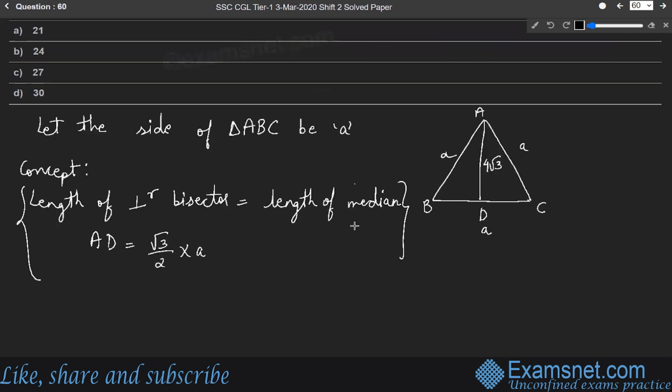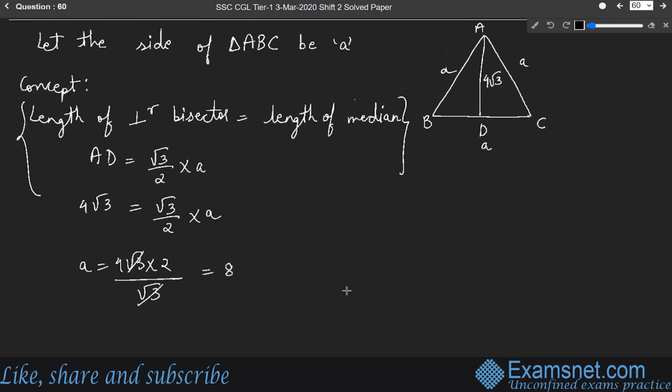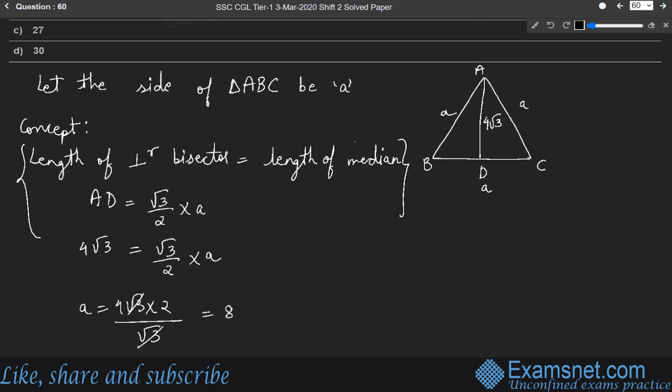Now the value of AD is given here, which is 4 root 3. So 4 root 3 will be equal to root 3 by 2 into A. From here we can find the value of A. A will be 4 root 3 into 2 divided by root 3. This root 3 and root 3 will be cancelled. 4 into 2 is 8. It means the sides of the equilateral triangle are 8. Okay. This is 8, this is 8, and this is 8.